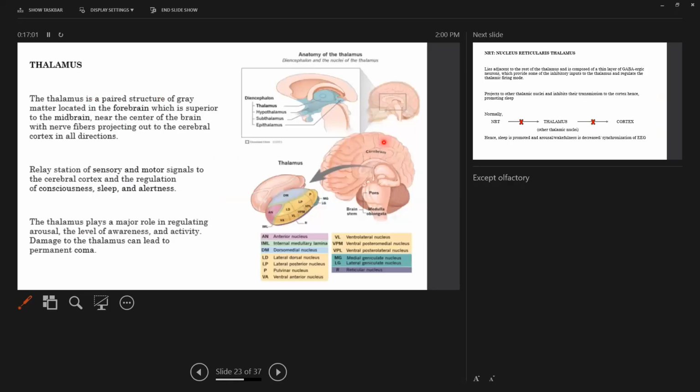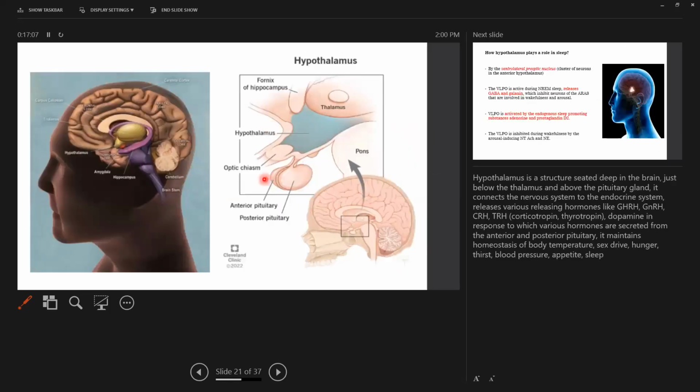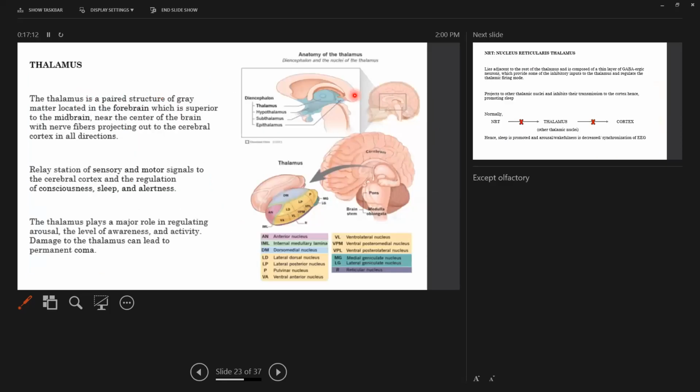Now let us come to thalamus. Why is thalamus important? First of all, what is thalamus? As we saw in this picture, thalamus is situated just above the hypothalamus, as the name suggests. Thalamus is a paired structure of gray matter, which is located in the forebrain.